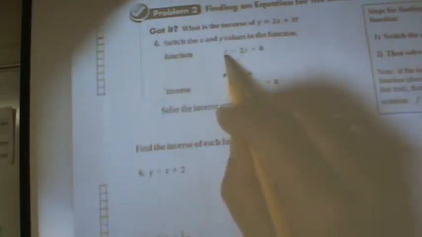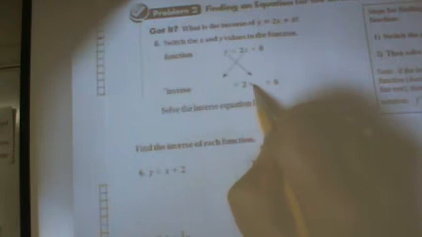So see this y value? It's going to go right here. You're going to plug y in for x. You're switching roles. That's all you're doing, is switching roles. Now, are we going to leave it like this? This is the hard part. You have to solve the equation for y. We always want y by itself.